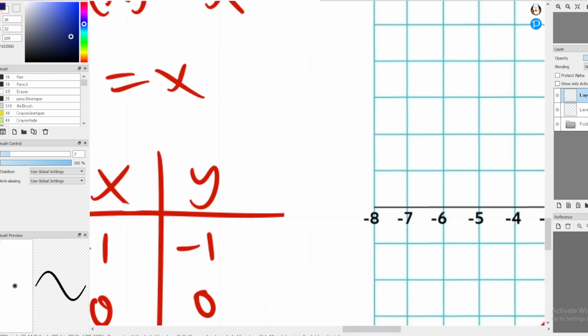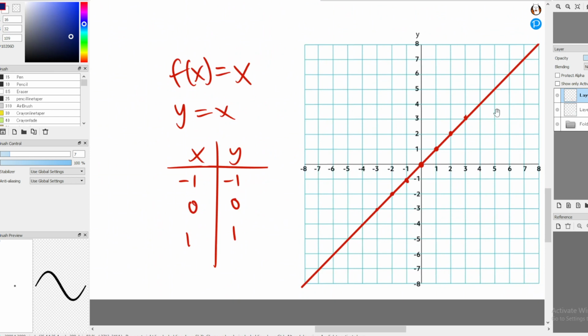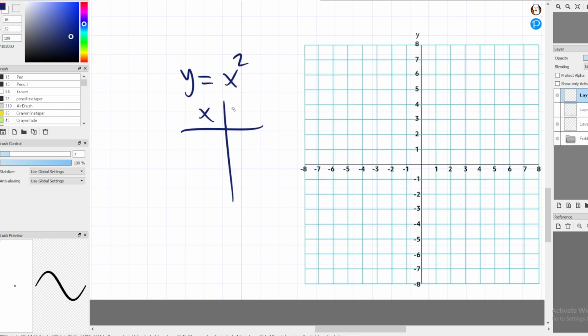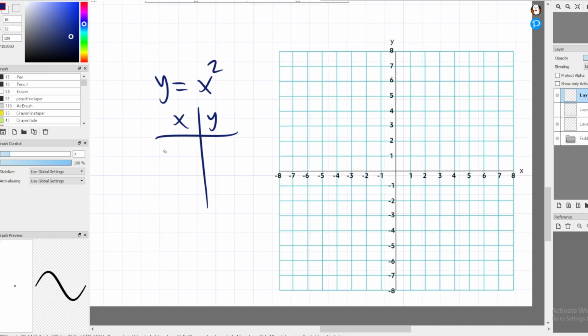So coming back over here, we have the parent graph of our linear function. But let's look at the parent graph of our quadratic function. If we have our little xy chart, if we do -1, -1 squared is +1, 0 squared is 0, 1 squared is 1, 2 squared is 4, and 3 squared is 9. You'll notice that when we are doing this, quadratic functions are symmetrical.